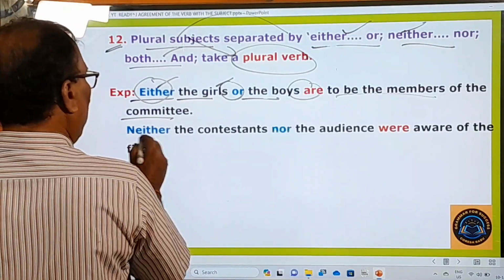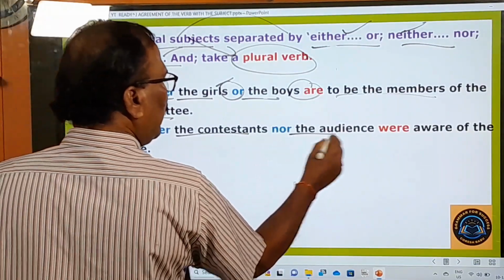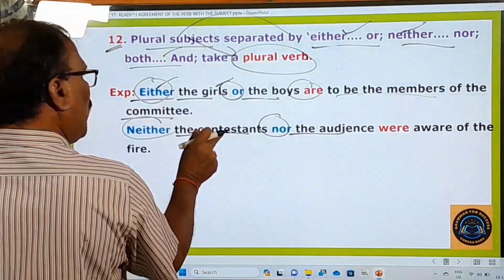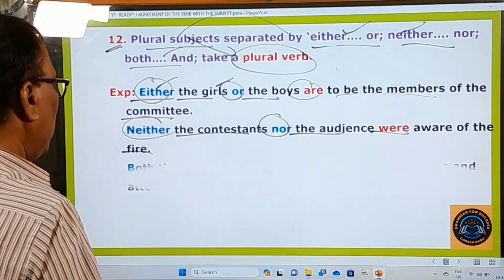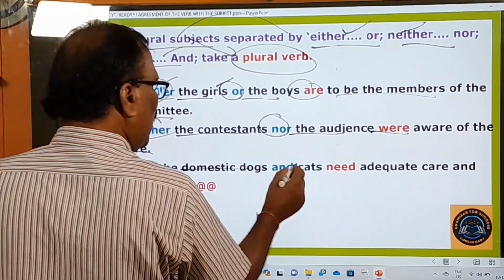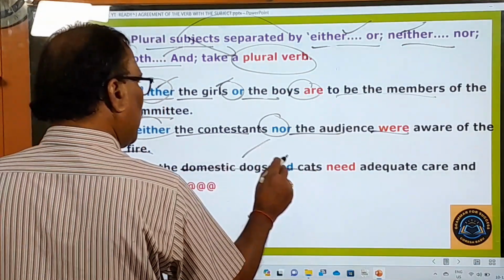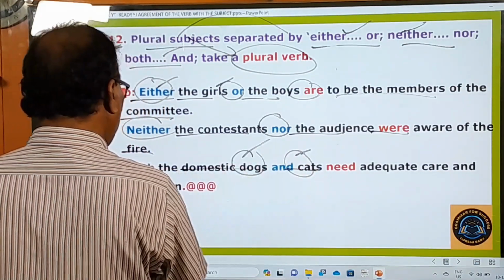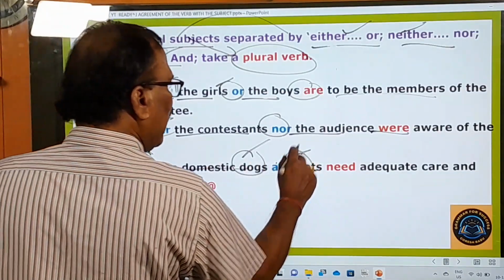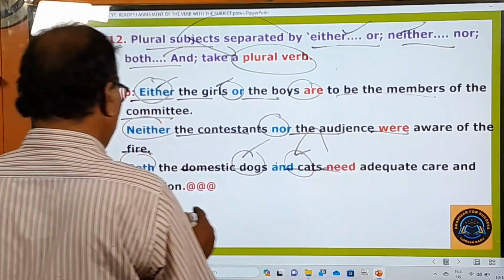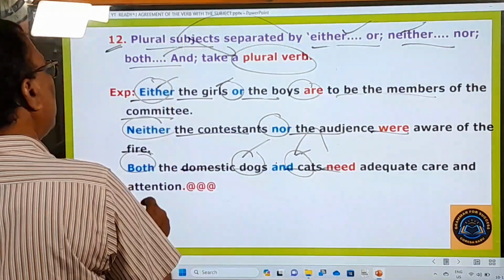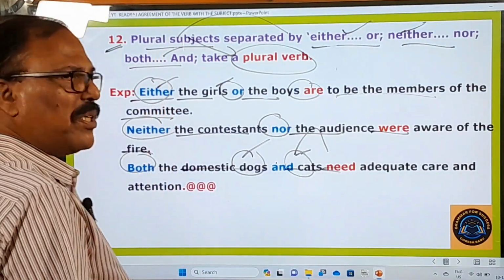And one more example. Neither the contestants nor the audience. Neither nor, plural subjects. Were aware of the fire. And here, both the domestic dogs and cats. Plural subjects, they are connected by both and, and therefore you use only the plural verb after them. Need adequate care and attention. So in this way, this is also a very important rule.